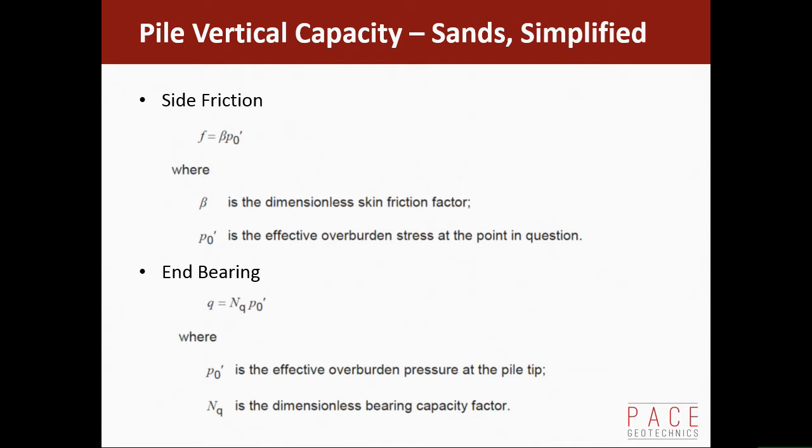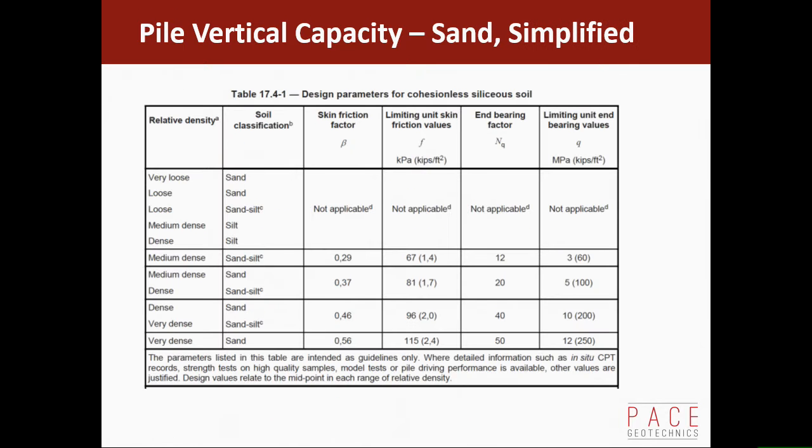Again, end bearing, similar sort of equation. That's per unit area. They're both per unit area, so you'd have to allow for the unit area. Dimensionless bearing capacity factor times P naught dash gives you the end bearing capacity. API give you some nice little numbers to give you a start as to what values might be appropriate. So there's your skin friction and your end bearing.